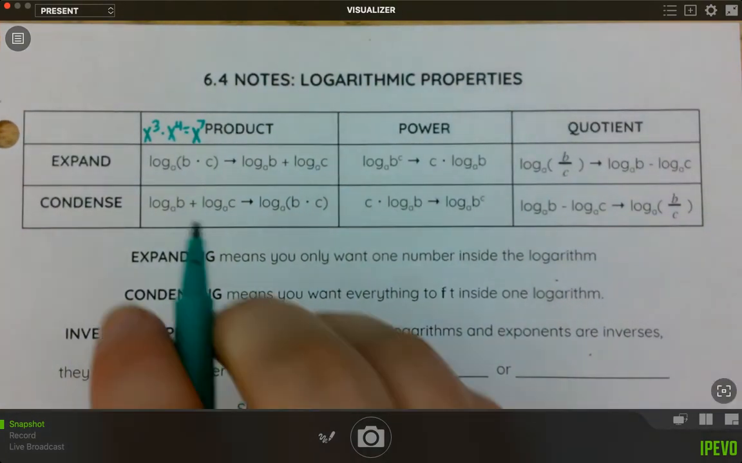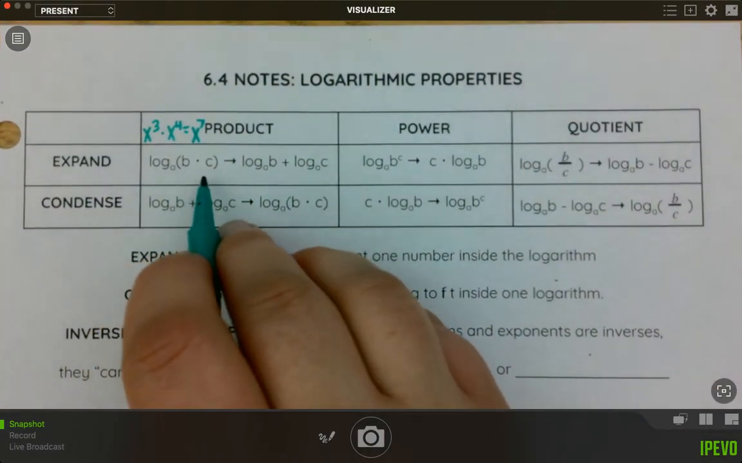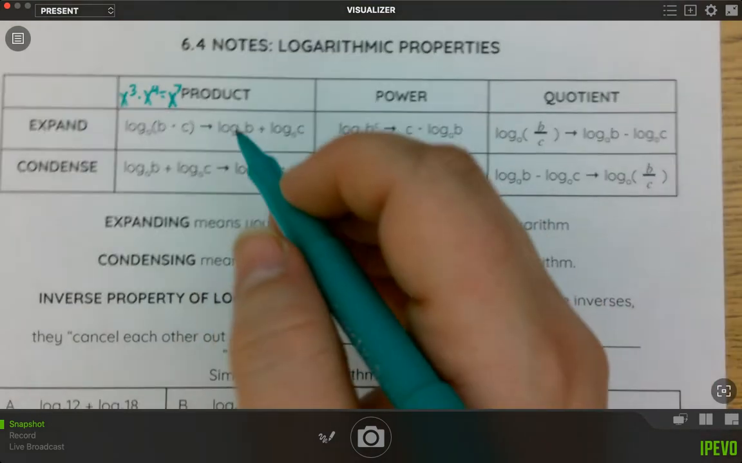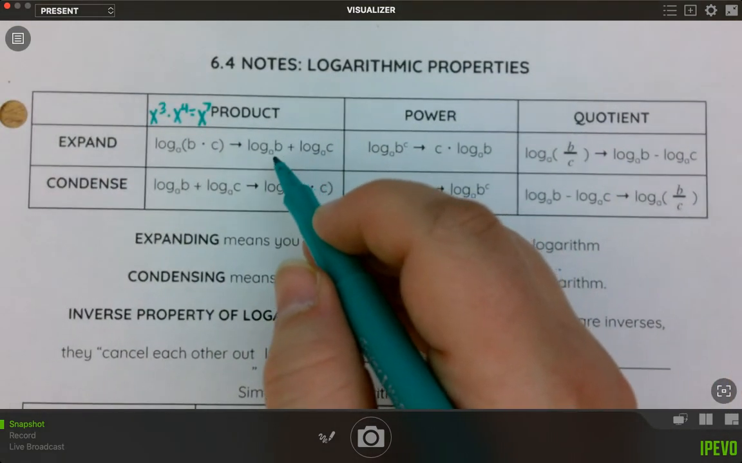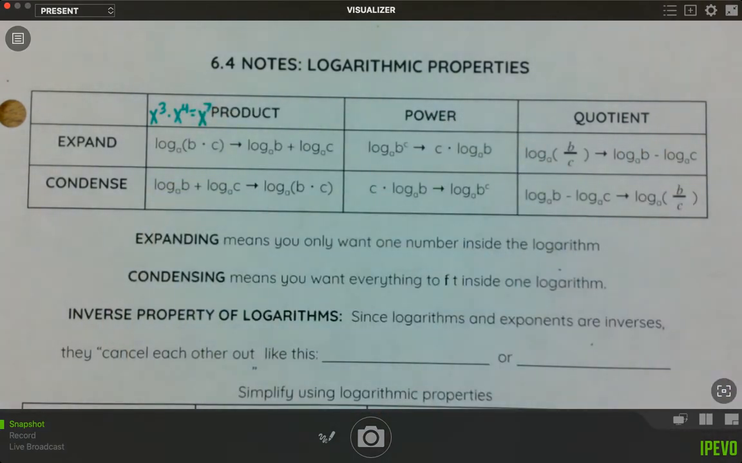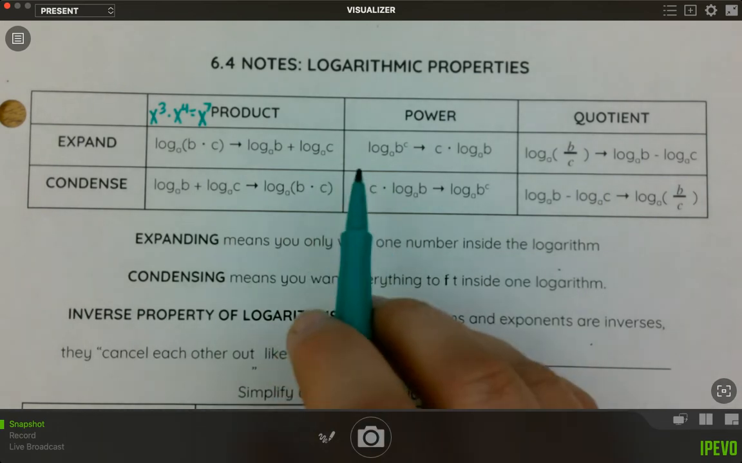So what do you do if you have two things that are being multiplied inside a logarithm? Well, the log is the exponents, so you can separate it as two logs being added because you would have added those exponents together. That's where the log properties come from. These are pretty much the same thing as exponent rules, but in log form. And this works both ways.